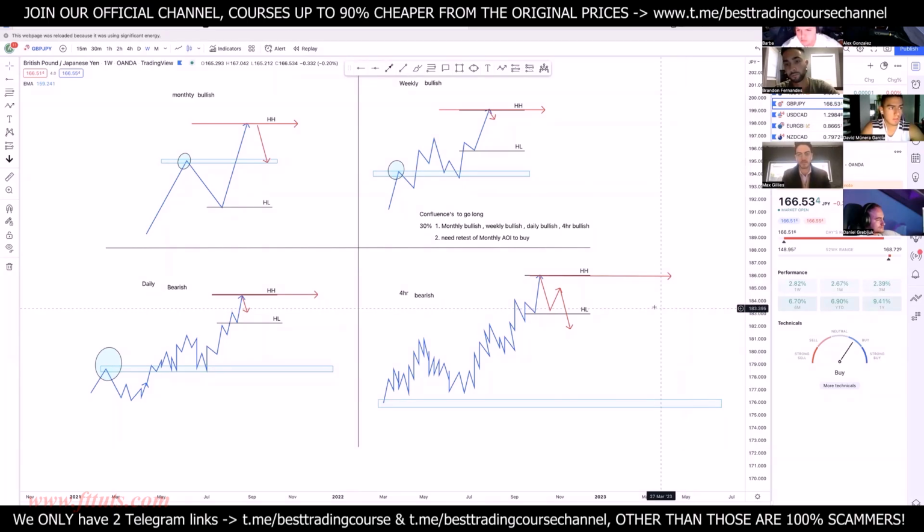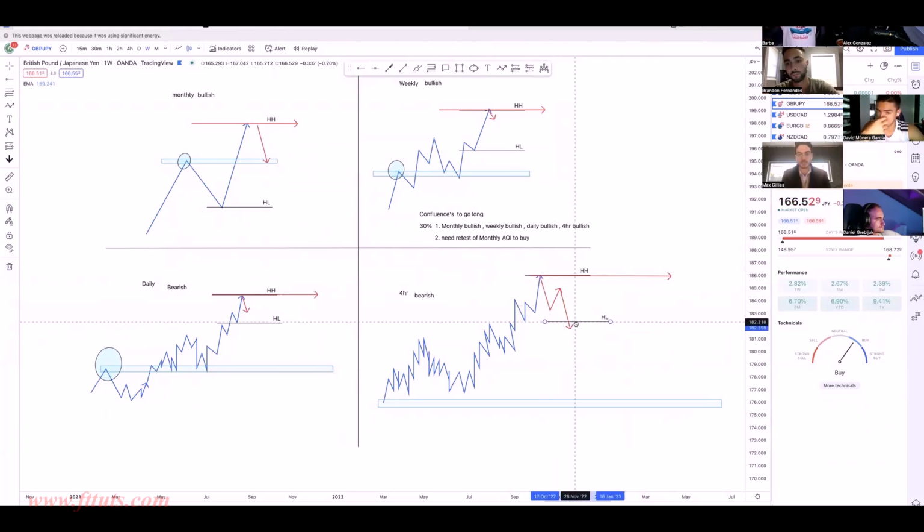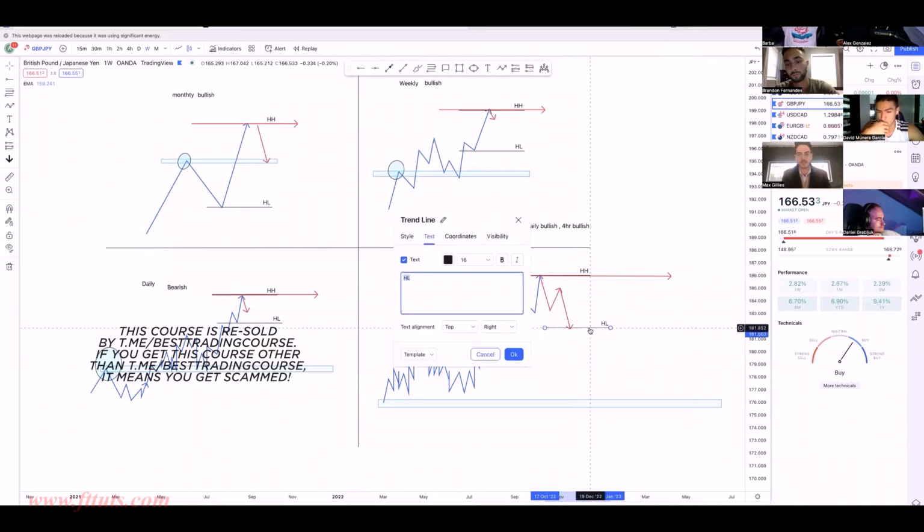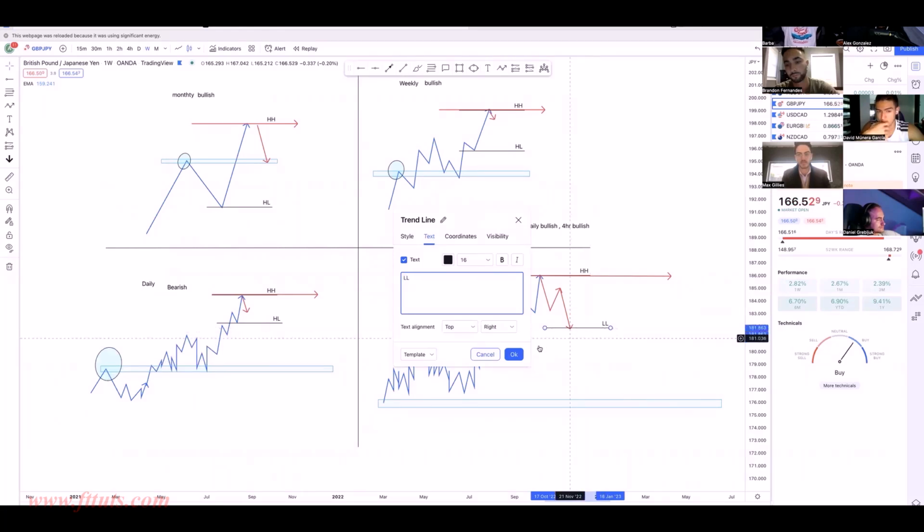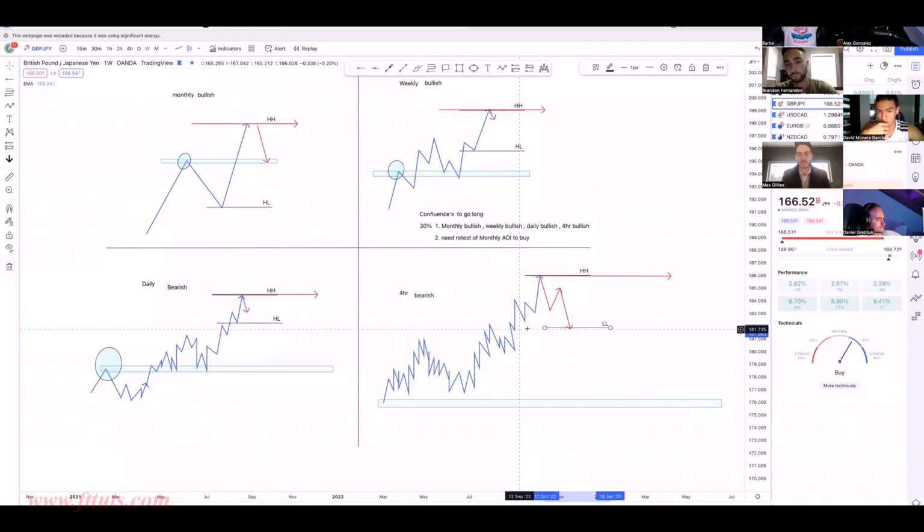Perfect. Okay, exactly. Break of structure. We've broken out of this move. So now the 4-hour has gone bearish. So this is where we put here, lower low. And then where does the lower high go? Does the lower high go to 1, 2, or 3?